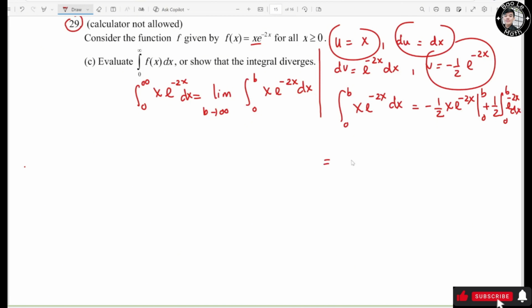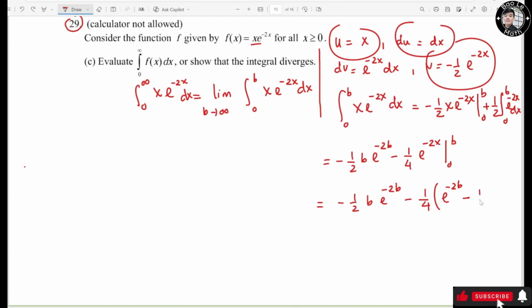So this guy becomes -1/2. Substitute b for s, so it could be b times e to the -2b. Substitute 0 for s, could be 0, right? Plus, now the antiderivative of e to the -2s, it could be -1/2, right? So it could be -1/4 e to the negative 2s evaluated from 0 to b, right? So it's going to be negative 1 over 2, b e to the negative 2b, minus 1 over 4 times e to the negative 2b. e to the 0 is going to be 1, right?